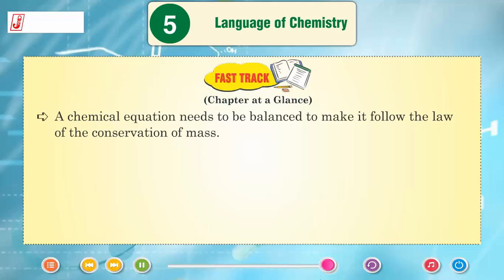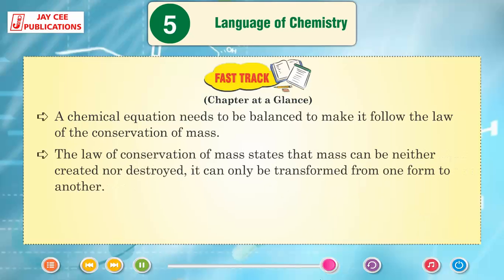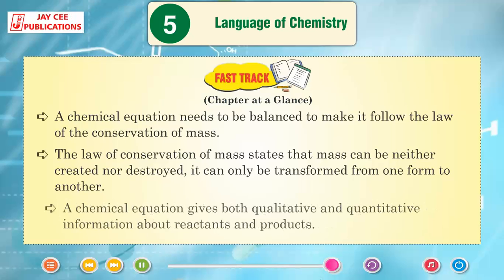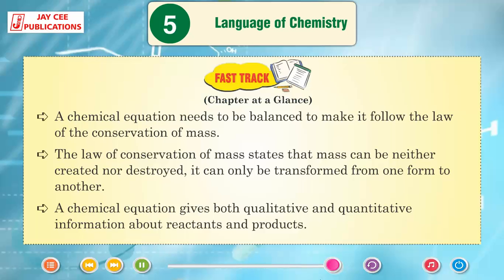A chemical equation needs to be balanced to make it follow the law of conservation of mass. The law of conservation of mass states that mass can neither be created nor destroyed. It can only be transformed from one form to another. A chemical equation gives both qualitative and quantitative information about reactants and products.